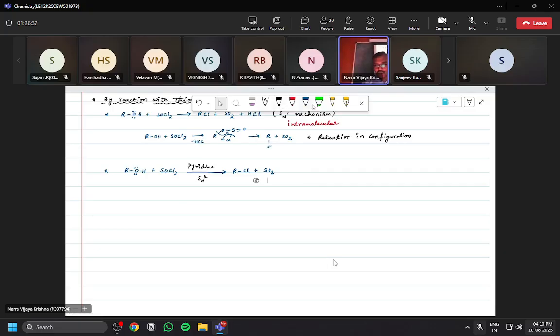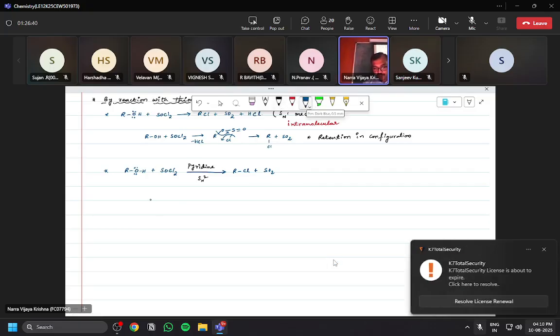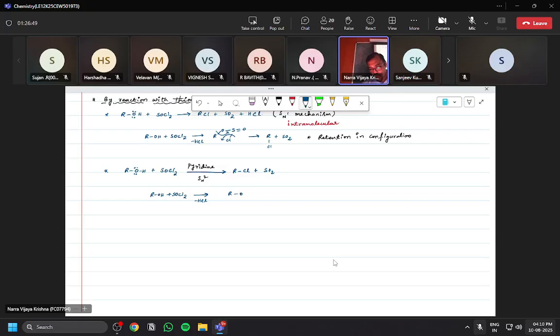But what happens here? What may be the mechanism? The first step is the same: ROH with SOCl2 first loses HCl to form R-O-S double bond O-Cl. This step is as usual. But this released HCl will combine with pyridine to form pyridinium chloride.